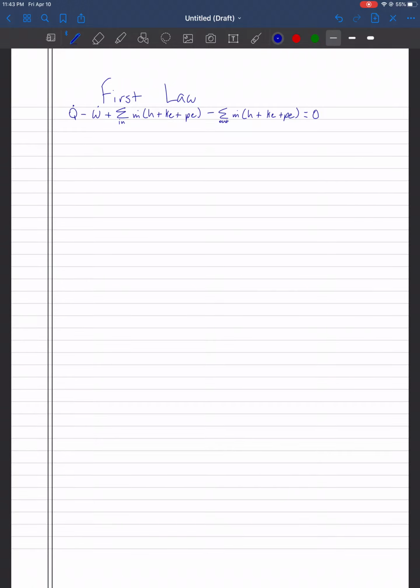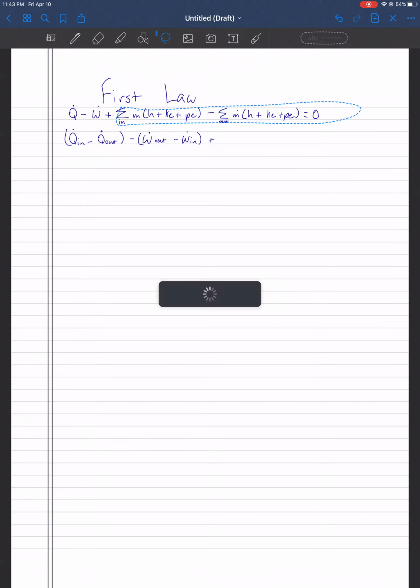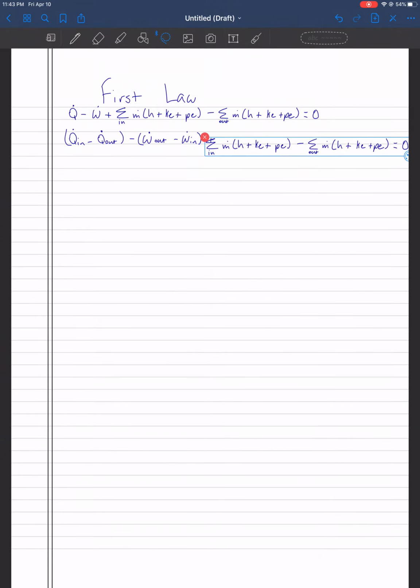Now, the way I like to do it is separating my ins and outs. One thing I want to emphasize is that this can also be written like this. Actually, I'm going to talk about it for a closed system again, but we'll get back to that. This can also be written like this, where you're adding them together, but I feel like this is a little bit more confusing.